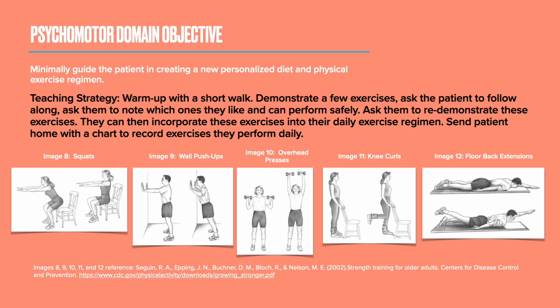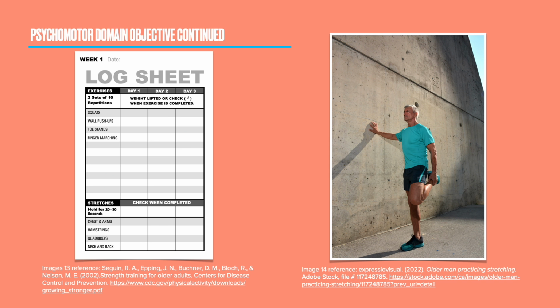The first exercise is squats, second is wall push-ups, third is overhead presses, fourth is knee curls, and the last exercise is floor back extension. Good job, John. That was great. Let's cool down now with a few stretches. Always remember to start your exercise with a short, brisk walk to warm up and end with stretches. Here are some sheets to note down your exercises and check off as you do them daily at home.